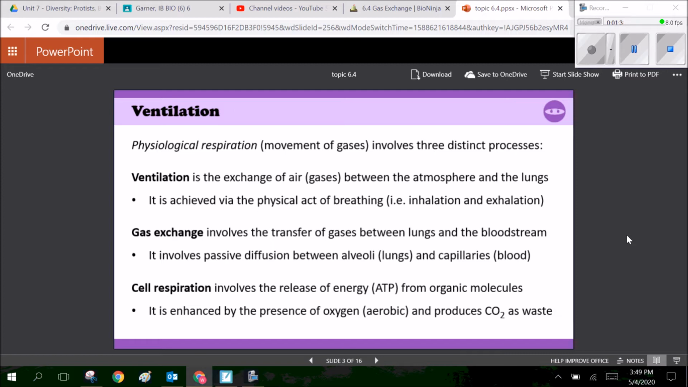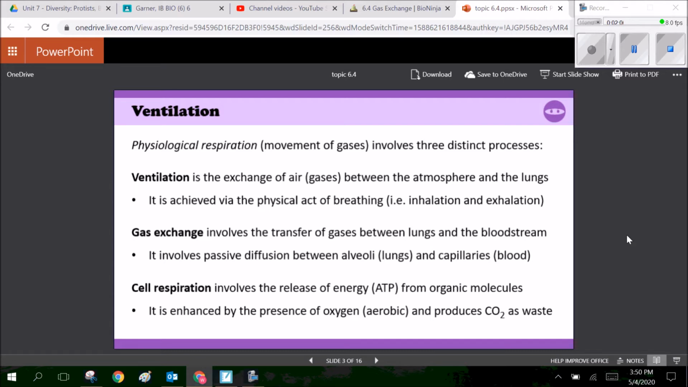When we talk about breathing in biology, we call it physiological respiration because we like syllables. It basically just means how gas moves through your body. The first stage is called ventilation, which is the exchange of the air between your atmosphere and your lungs. Since you can read, I'm not going to read any more of this to you. I'm just going to talk about it. So basically, this is how you breathe, and this comes in two stages.